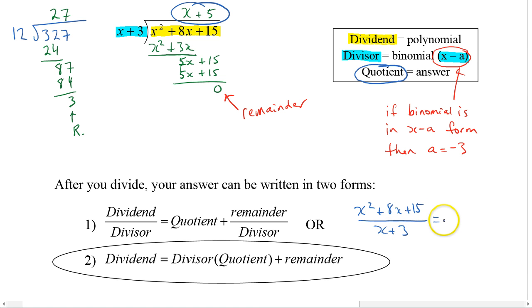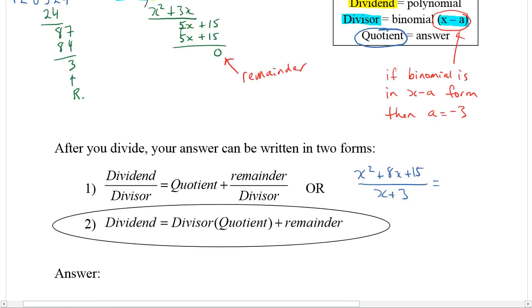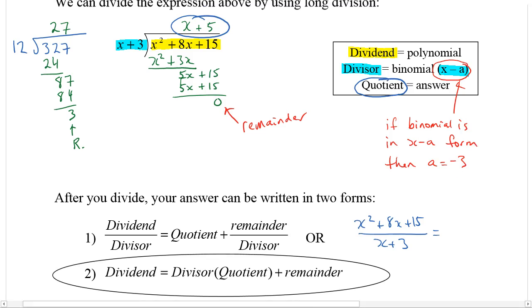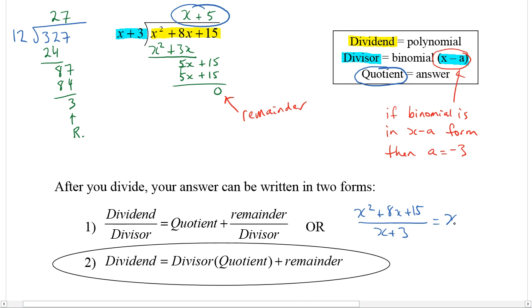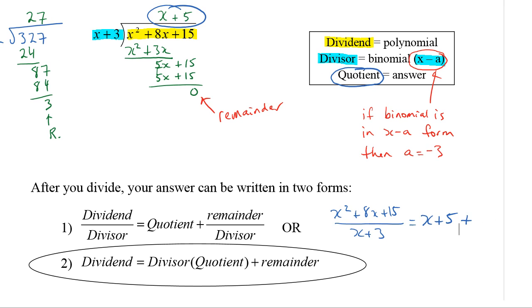is equal to, and this is really the way that the question was formed, right? My dividend divided by my divisor is equal to my quotient, which was my answer, x plus 5, plus, now we have a remainder of 0, so obviously you don't have to write this last part, but I want to write it in so that we notice it. It's 0 over my divisor, which was x plus 3. Okay, so that's the way you would write it that way.